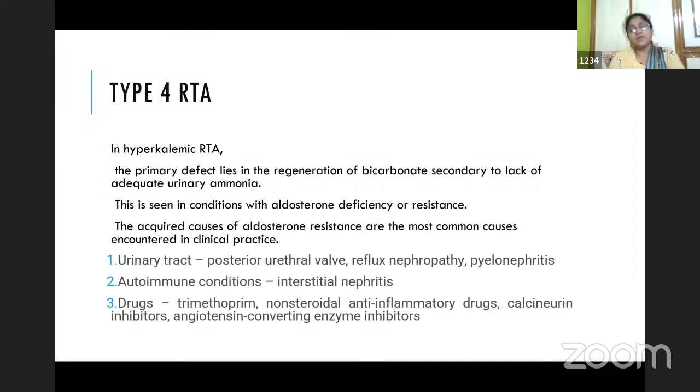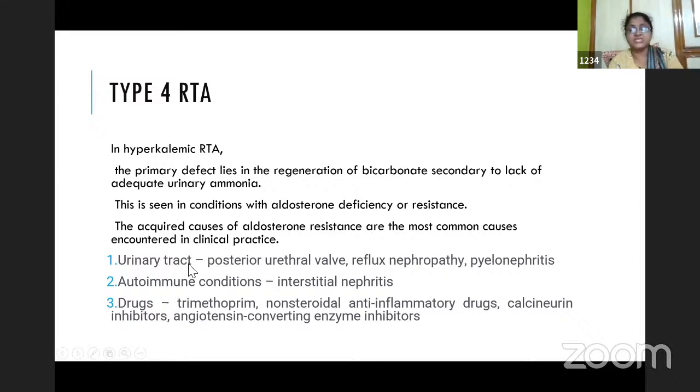Now type 4 RTA. The primary defect lies in the regeneration of bicarbonate, secondary to lack of adequate urinary ammonia. So most commonly it is acquired. Remember simply that type 4 RTA is mostly acquired, and the causes are very treatable.